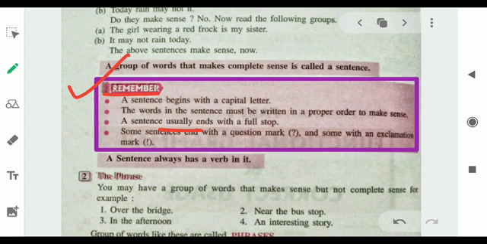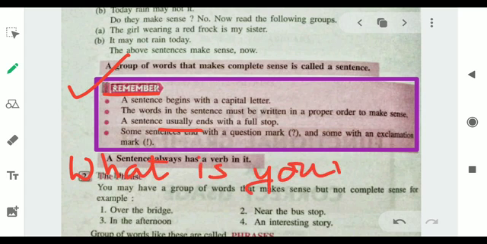But what if I ask you a question? Like for example, what is your name? Now over here students, are you going to put a full stop? No, you are not going to put a full stop. Are you going to put a question mark? Yes, you are going to put a question mark just because I'm asking you a question. Very good.